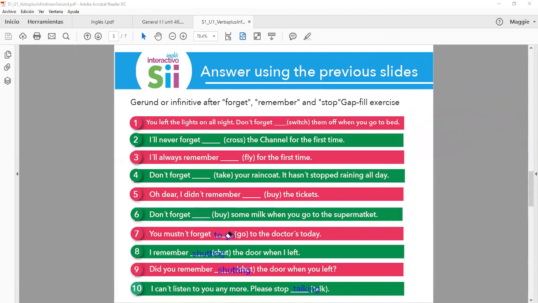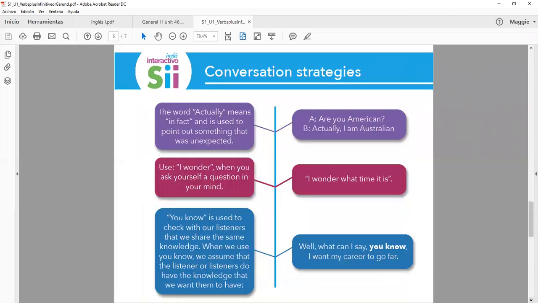Now let's go to the next page. Conversation strategies. The word actually means in fact and is used to point out something that was unexpected. Example, are you American? Actually, I'm Australian. We use I wonder when you ask yourself a question in your mind. Example, I wonder what time it is.